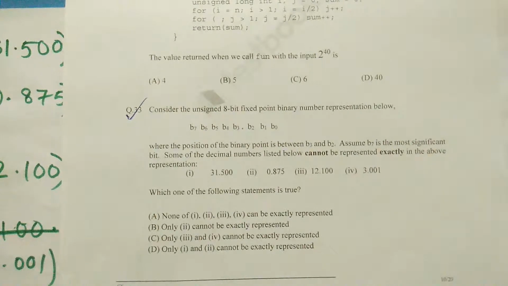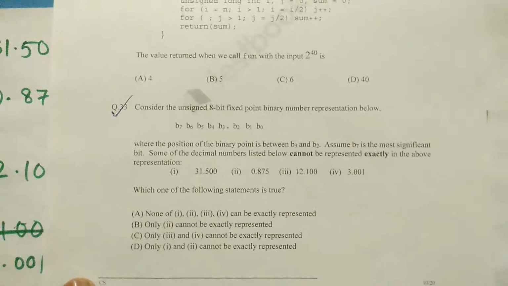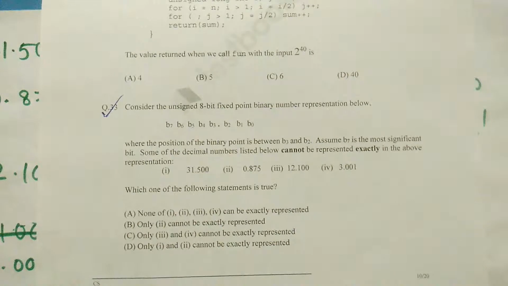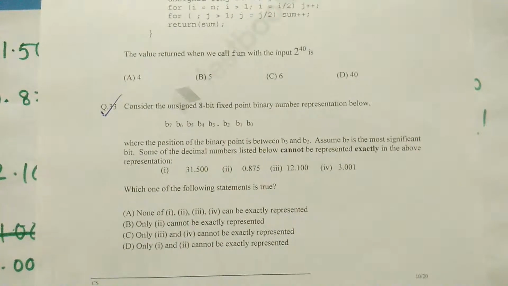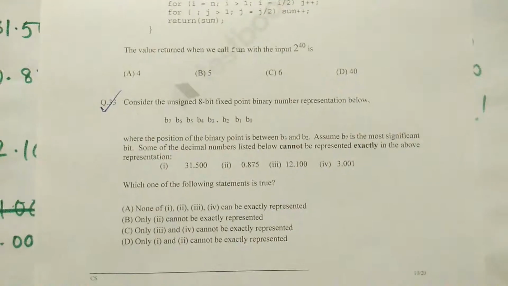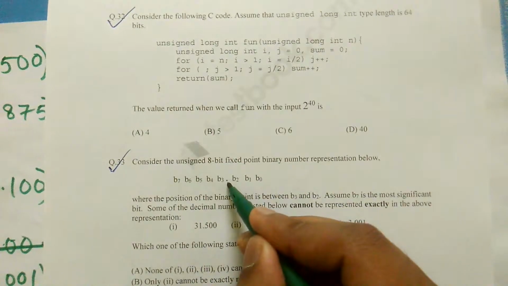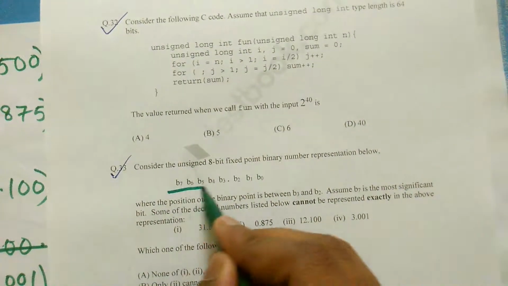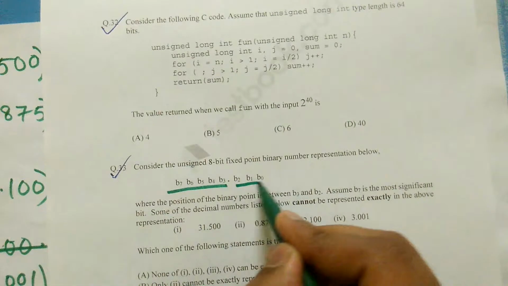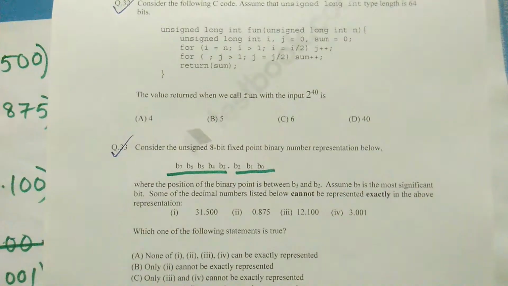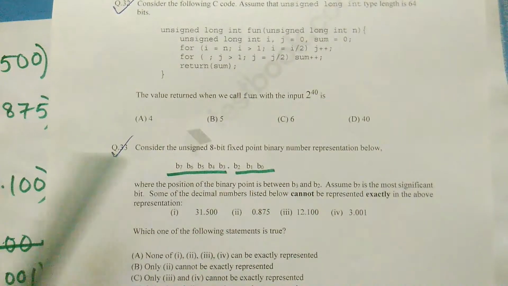Consider the unsigned 8-bit fixed point binary number representation below, B7 to B0, where the position of the binary point is between B2 and B3. So the point is given here. This is before the point, and this is after the point. Assume B7 is the most significant bit.